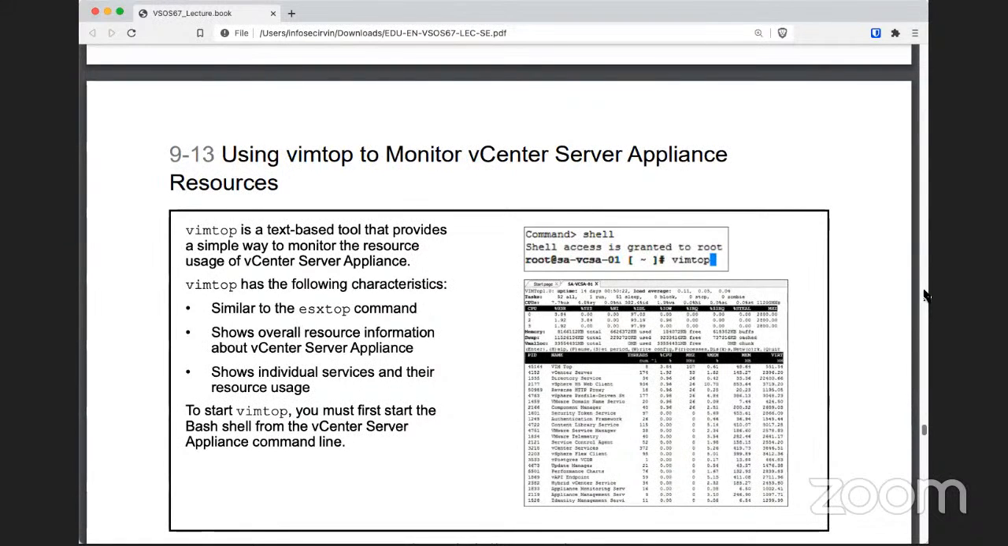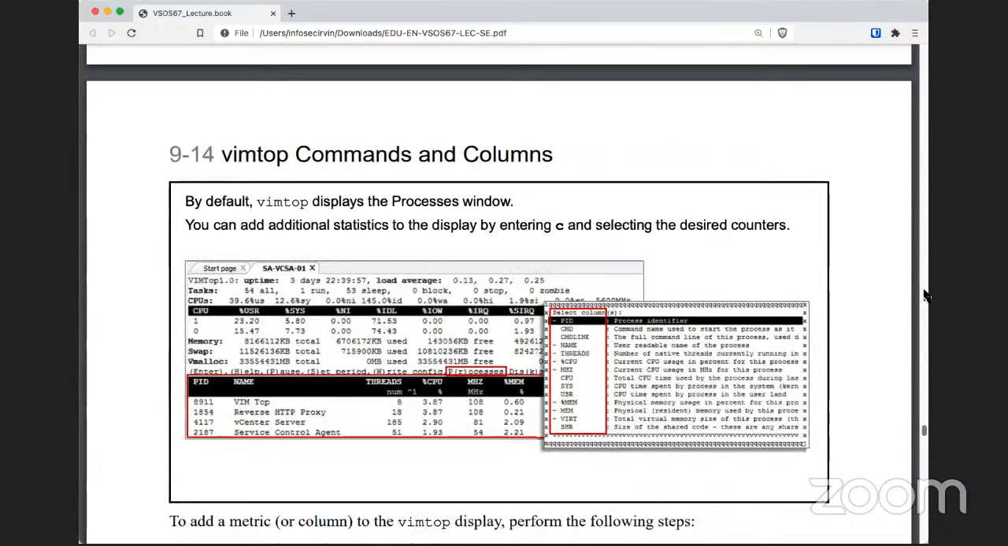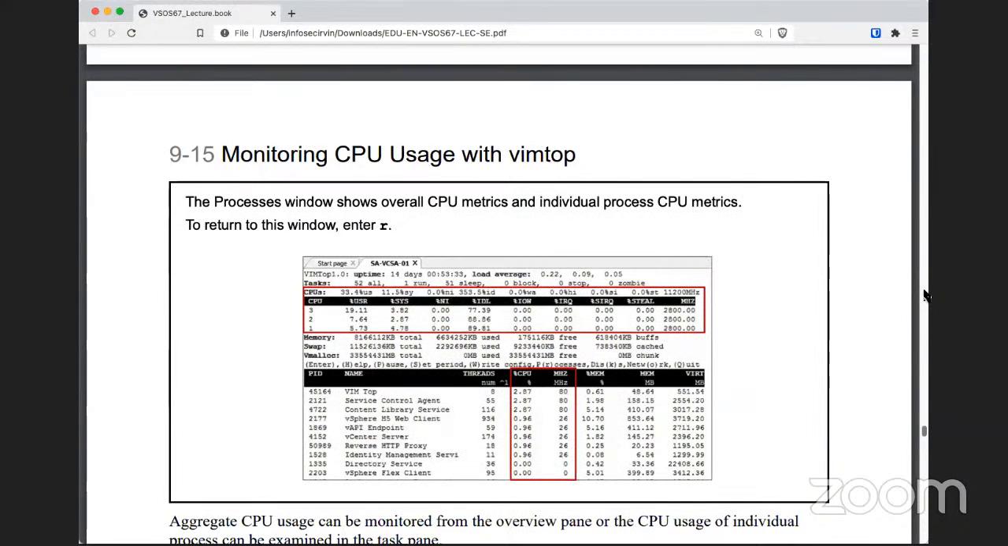You can use Vim top as well to monitor resource usage, just like ESX top. You see the processes, you can dig in deep. You can also do the same with vCenter's own graph system. Same with this, showing you what process is using how much resource.